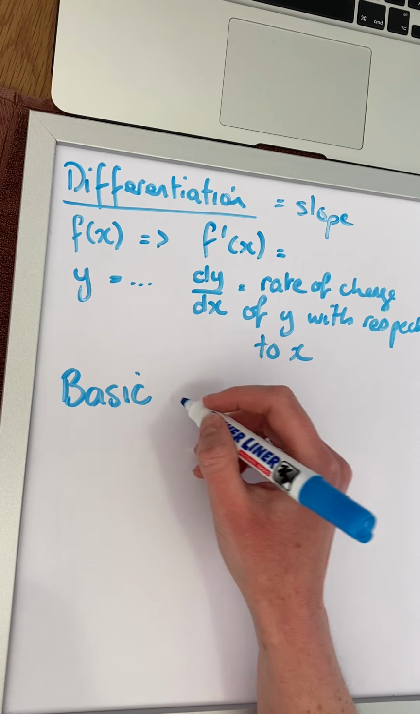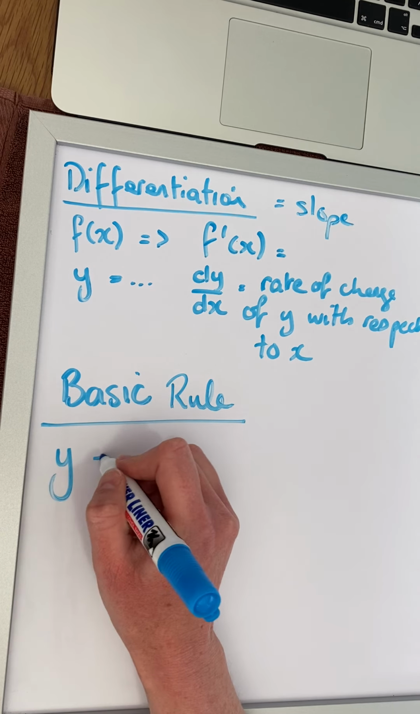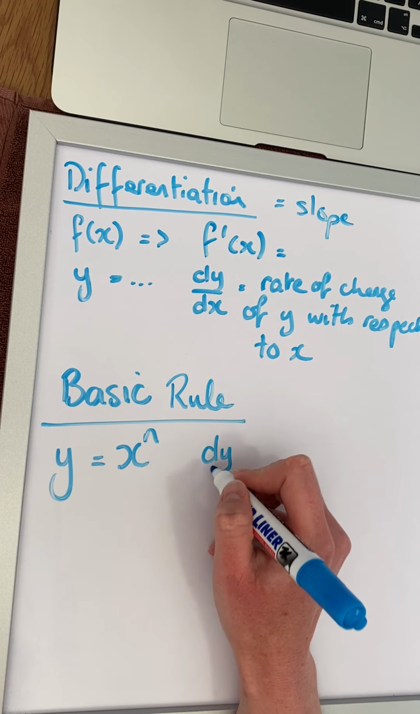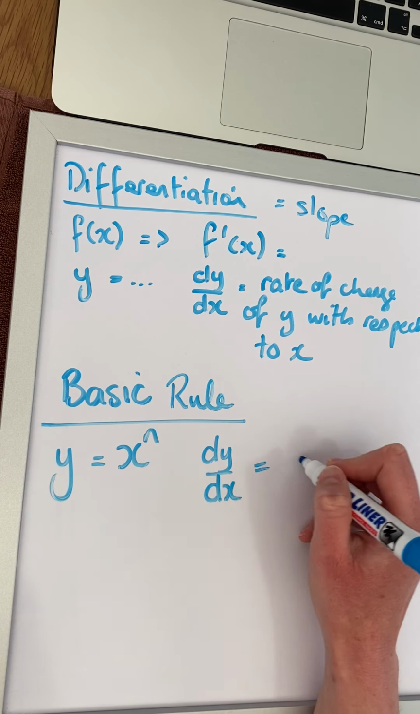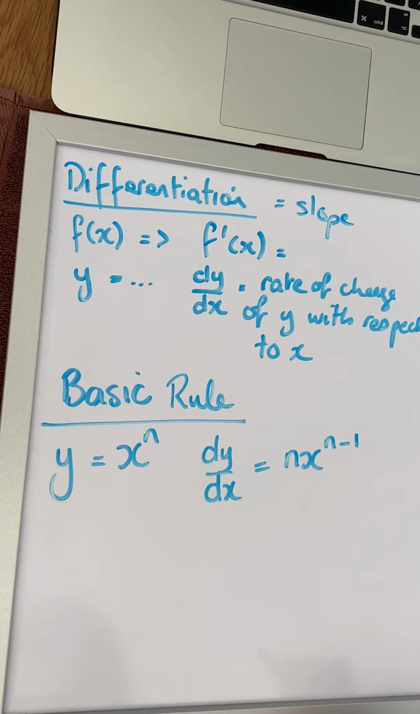So we looked at our basic rule from the perspective of differentiation from first principles. Now we're going to look at a bit of a shortcut. Where we have a function y is equal to x to the power of n, so x to any power, our derivative dy dx is going to equal nx to the power of n minus 1.